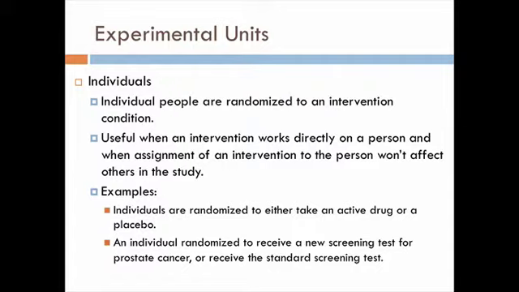So examples of this, as I was saying, are when individuals are randomized to either take an active drug or a placebo. That's when the unit of randomization and the experimental unit are individuals. Or, for example, if an individual is randomized to receive a new screening test for prostate cancer or receive the standardized screening test. Again, if you go into a doctor's office and half of the patients are recruited to receive the new screening and half are receiving the standard screening, what screening one person got doesn't affect the health status or the outcomes of the patient after them, right? It's all about that this intervention is working individually, specifically on that person.